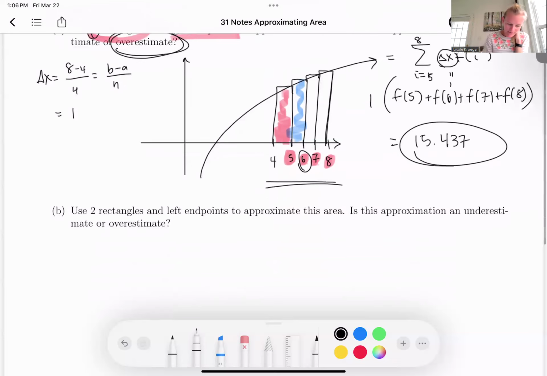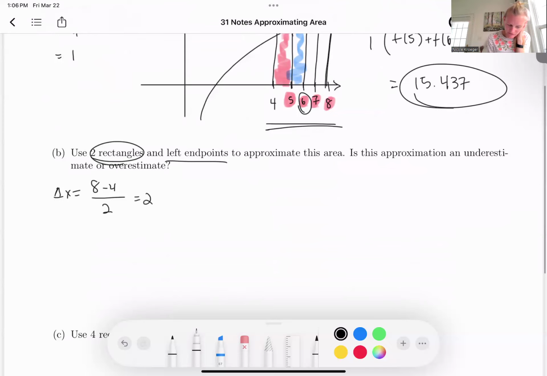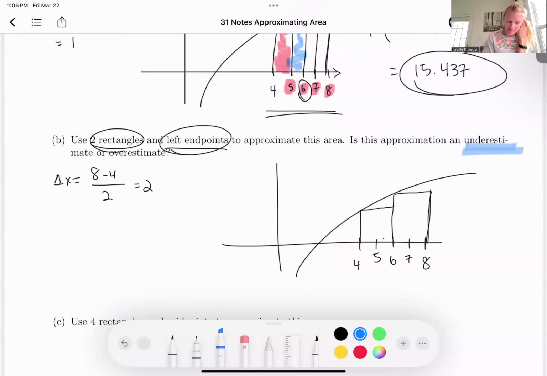Okay, so now in the next one, we're going to do 2 rectangles and left endpoints. If we do 2 rectangles, our delta x will be the whole length, 4, divided by 2. So the 2 will be the width of our rectangles now. The left-hand endpoints will be at 4 and at 6, since these are wider. Again, it is very easy to see that this is going to be an underestimate this time because all of our rectangles lie under the curve.